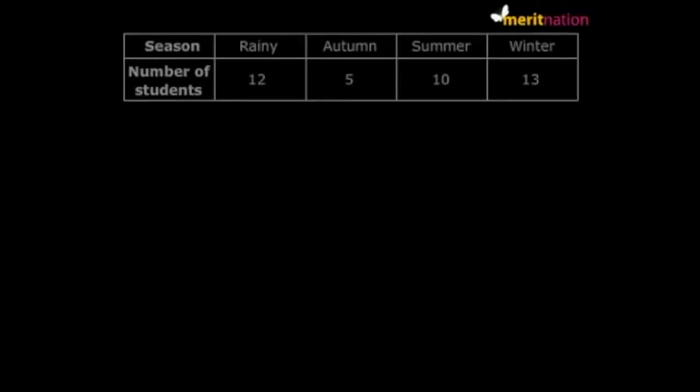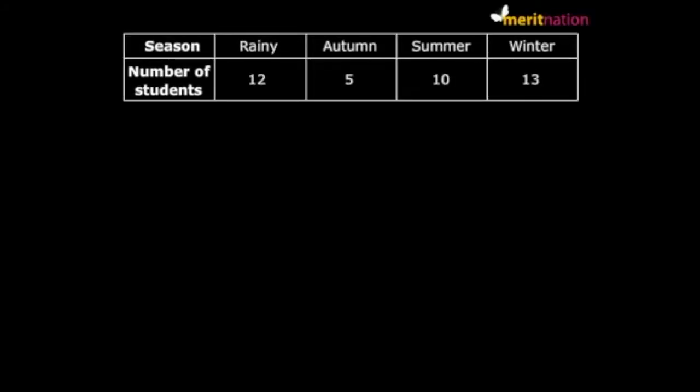Look at this table. It gives you the number of students of a particular class who like different seasons. 12 like rainy season, 5 autumn, 10 summer, and 13 winter. Now, can you represent this data in the form of a pictograph? Let me help you. For a pictograph, we first need a picture. Here is a nice picture, a nice smiley. Let's say one such picture represents 2 students.